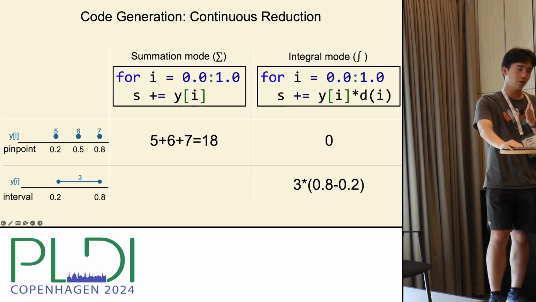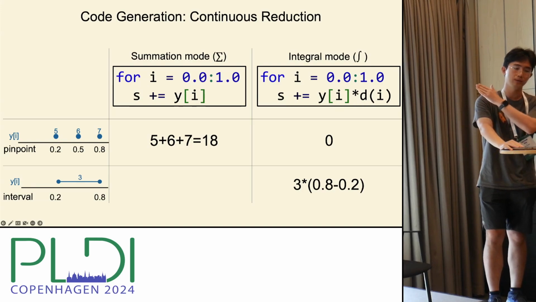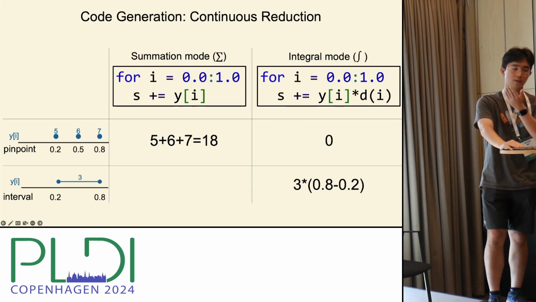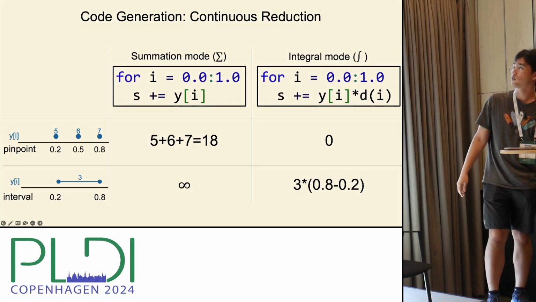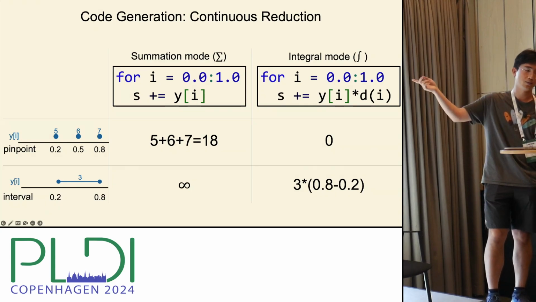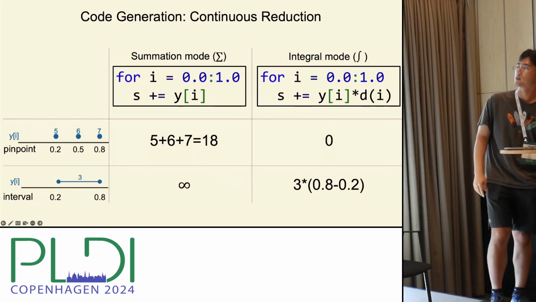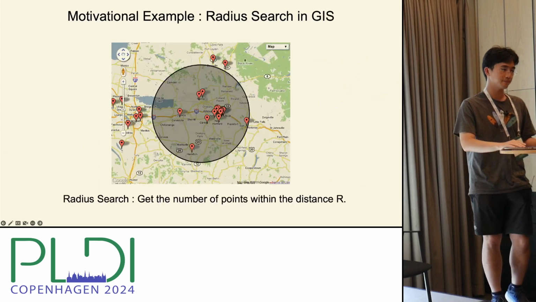And if we do integral reductions on the pinpoints, it'll be 0, because pinpoints inherently are intervals with a length of 0. And for interval coordinates, the variable s will end up being infinity because there are infinitely many points in the intervals.